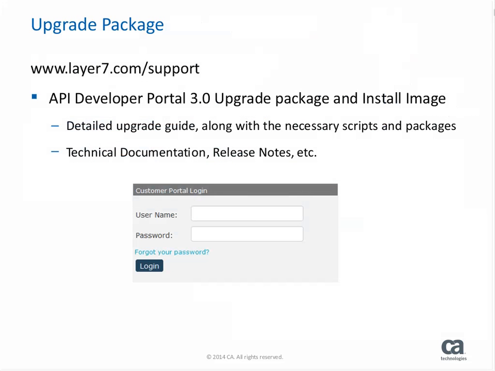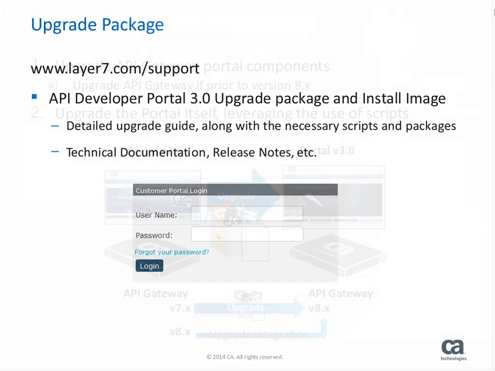Upgrade. So you guys can download the upgrade package. We made it available on November the 28th. That is available now under layer7.com/support, and you just need to log into your customer portal. You'll find there the release notes, technical docs, everything is all packaged up for you, along with the scripts and the actual upgrade process as well, the upgrade guide. So log into your portal and download those.